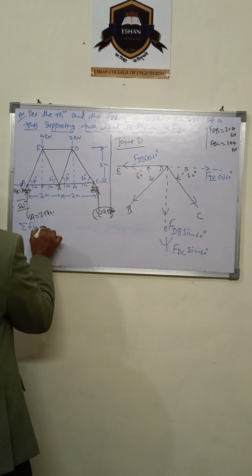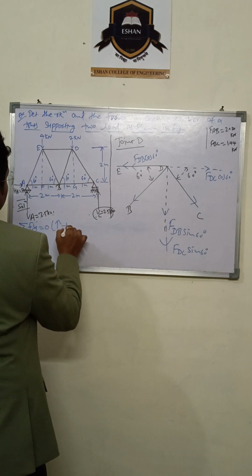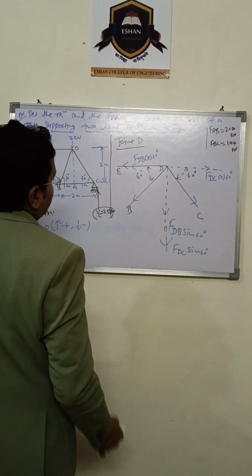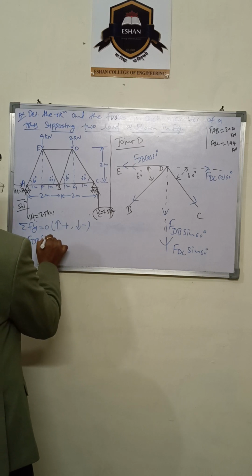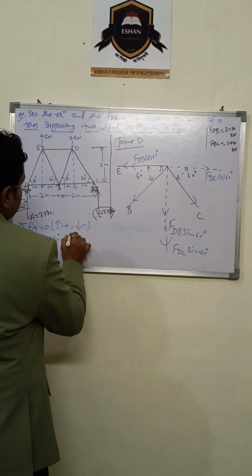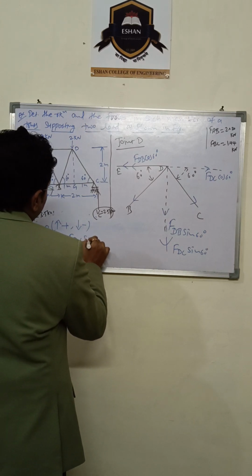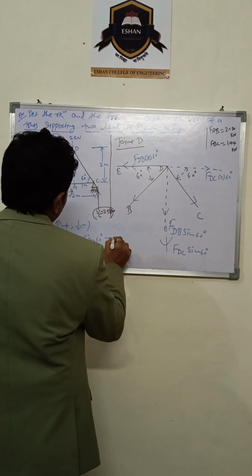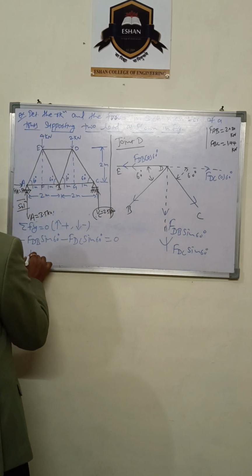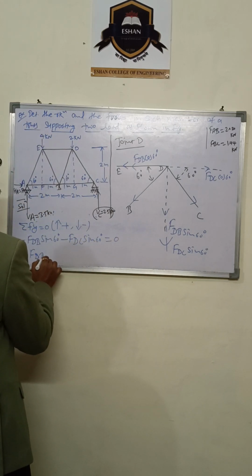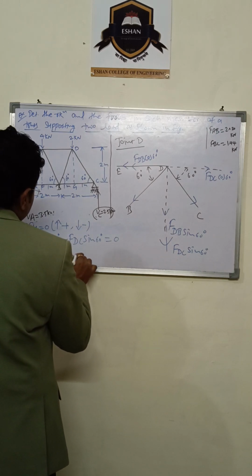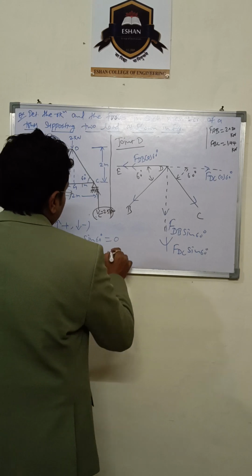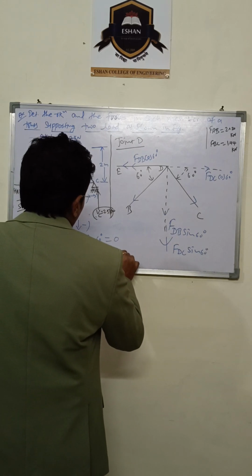Now simply apply the equilibrium condition. Summation of Fy equal to 0. Upper is positive and down is negative. Minus FDB sin 60 degree minus FDC sin 60 degree equal to 0. That means FDB minus FDC equal to 0. Consider this as equation 4.